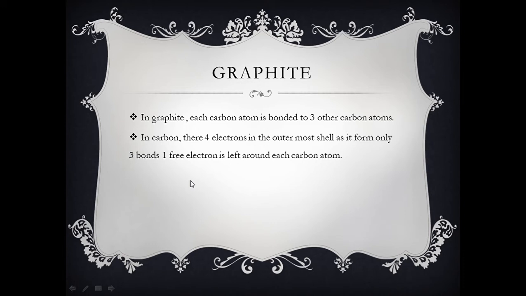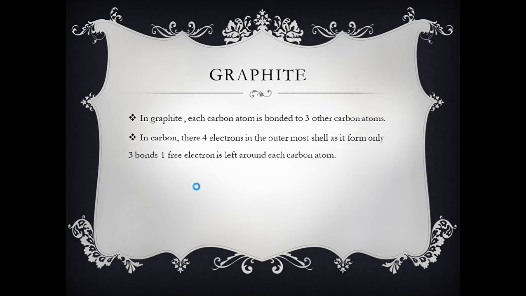We know that carbon has 4 electrons in the outermost shell. That's why it is in group number 4, because outer shell electrons are equal to the group number. Now, as it forms only 3 bonds, 1 electron is left free around each carbon atom. What does that mean? It conducts electricity. That's a special property of graphite.